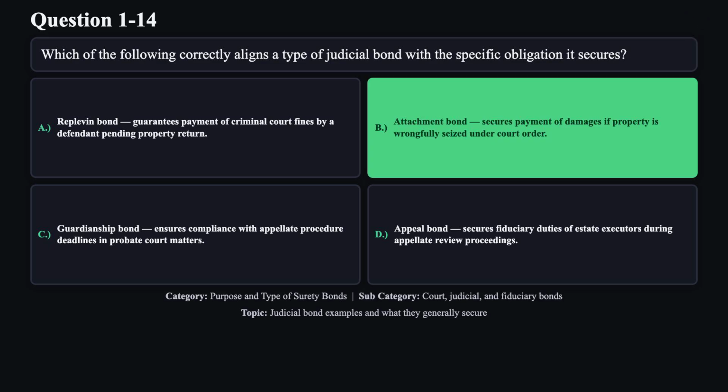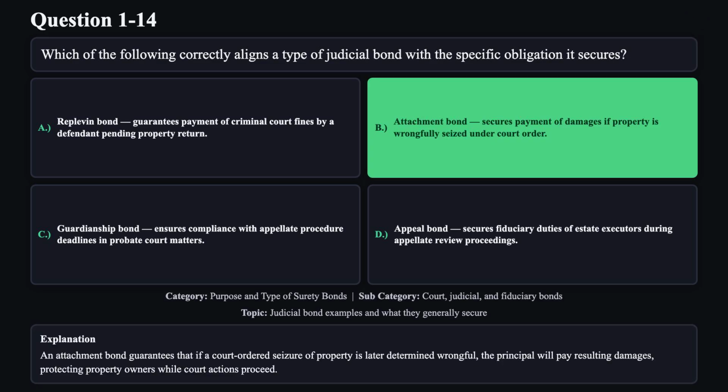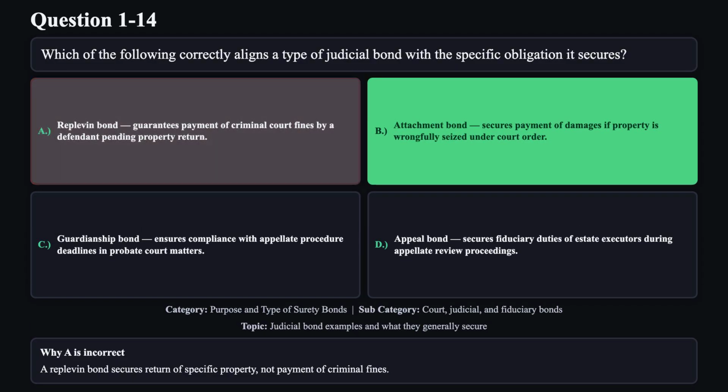The correct answer is B. An attachment bond guarantees that if a court-ordered seizure of property is later determined wrongful, the principal will pay resulting damages, protecting property owners while court actions proceed. Reason A is not correct. A replevin bond secures return of specific property, not payment of criminal fines.